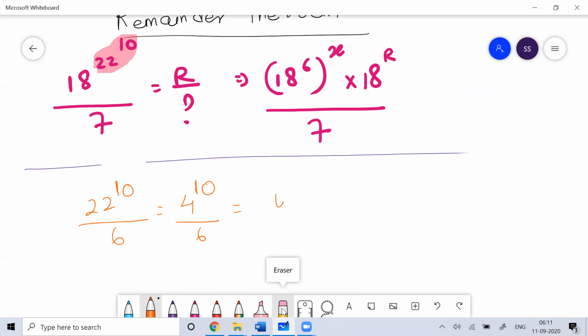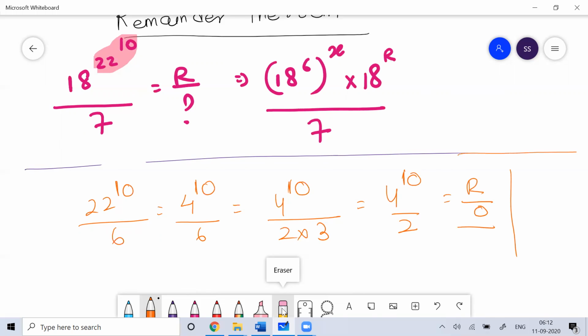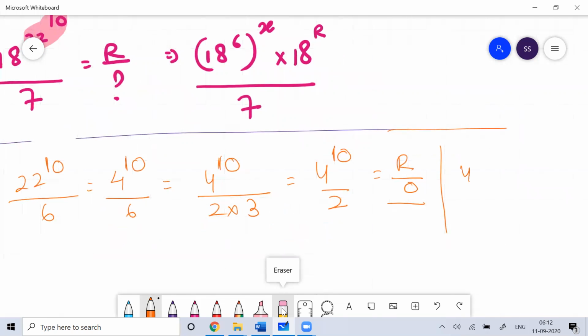Okay, so what I can do is write 6 as 2 into 3. So when I divide 4 to the power 10 by 2, what is the remainder? You know that the remainder would be 0. Similarly, if I divide 4 to the power 10 by 3, what is the remainder? The remainder would be 1.